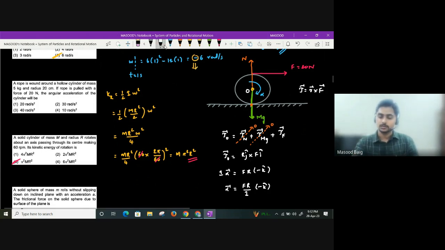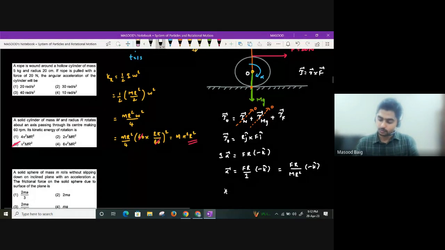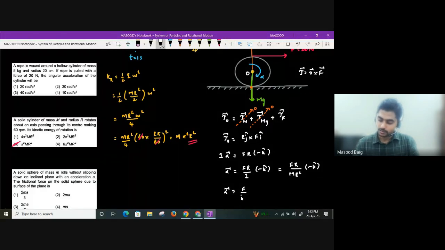Now please tell me, a hollow cylinder is given. Hollow cylinder means same as that of a ring, guys. So what will I get this as? FR divided by moment of inertia, which will be MR square, in minus k cap. So what is our alpha bar here? The alpha bar value, if you take, you will get as F divided by M into R, minus k cap. If I want to write only the magnitude, it will be F divided by M into R.